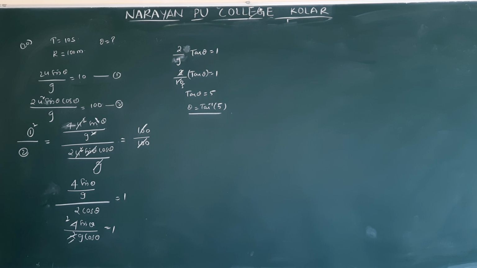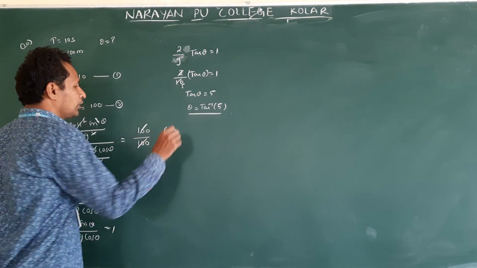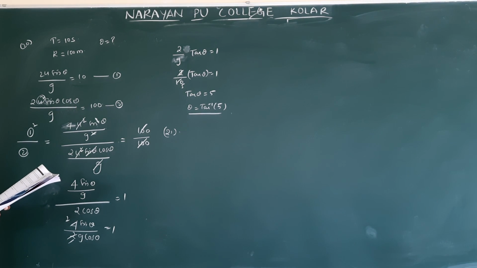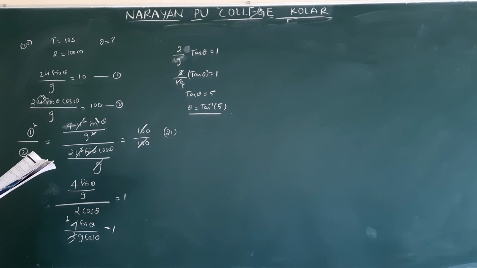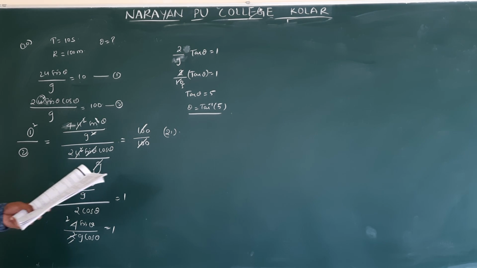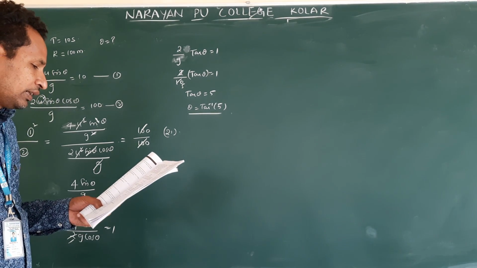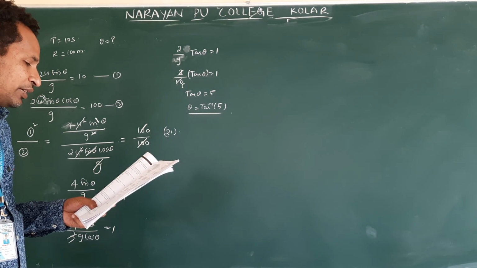Clear? So, to cancel u square, we have done this. Clear? If you find another way, you can do it. No problem. Next, 21. A ball is thrown so that its height is h1 and h2 at times t1 and t2 respectively. The ball is thrown at an angle with the horizontal and its vertical displacement is 0. The time of flight is clear.